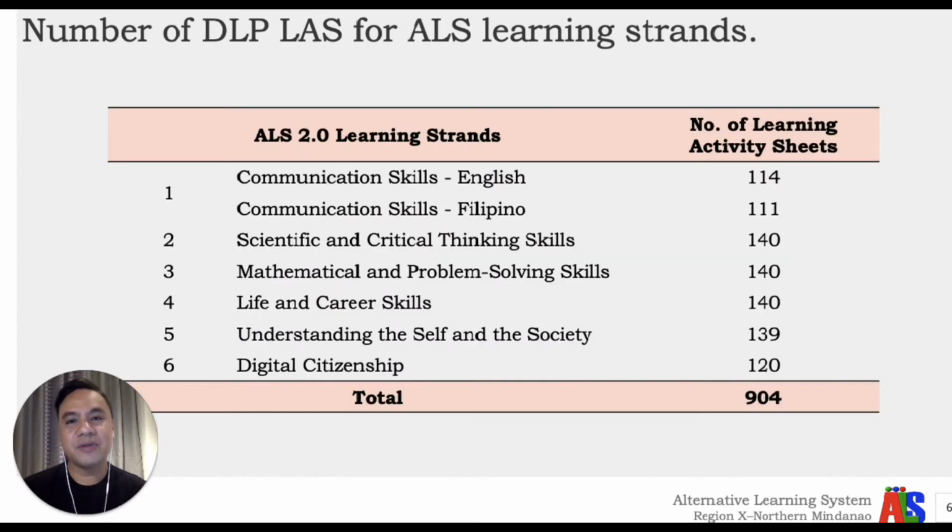So after several months in 2020, we finally came up with this number of DLP LAS for the ALS 2.0 learning strands, which is 904 for the 6 learning strands. The learning strands actually correspond to the subject areas in the formal school system. So if in your school you have 8 subject areas, in ALS we have 6 learning strands.